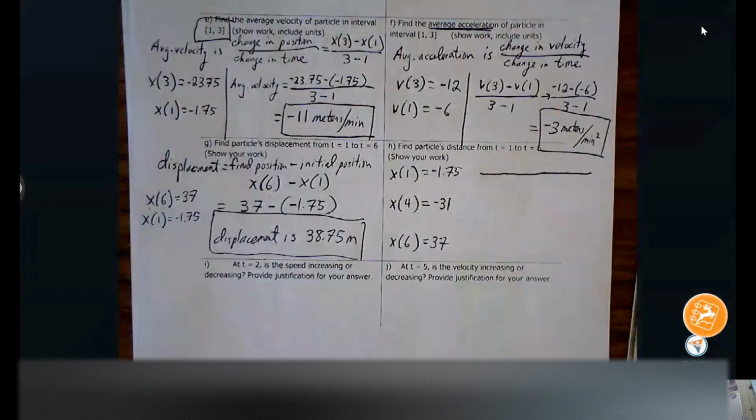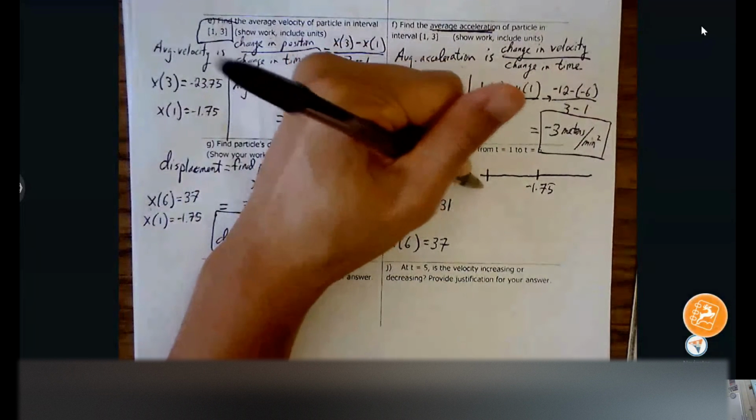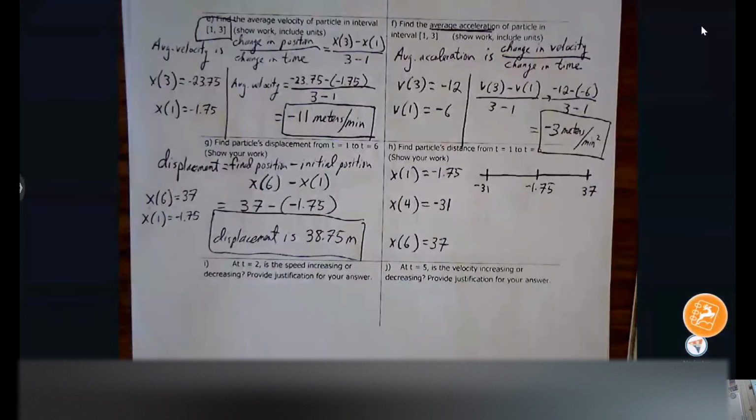So I figured maybe it's easiest if we just visualize it. Imagine these are numbers on the sign line and you're trying to get from one location to the next. So you're starting at negative 1.75. And you're going all the way left to negative 31. And then you're moving all the way right to 37. So you want to find out how much distance you covered. So we're starting here, going all the way to negative 31, and then from here, all the way over to 37.